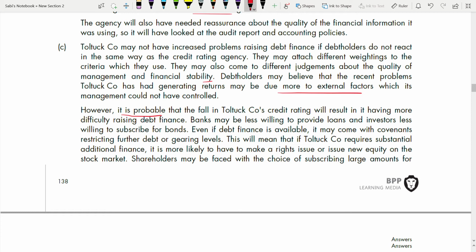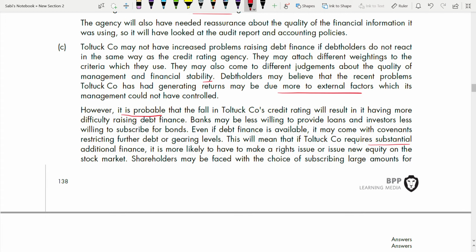It could be, right? That the fall in credit rating will result in having more difficulty raising debt finance. How? Banks may be less willing to provide loans and investors less willing to subscribe for bonds. Even if debt finance is available, it may come with covenants restricting further debt or gearing levels. This will mean that if Toltuck requires substantial additional finance, it will be more likely to make a rights issue or issue new equity on the stock market.